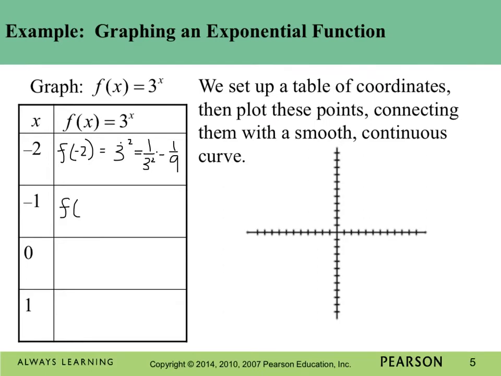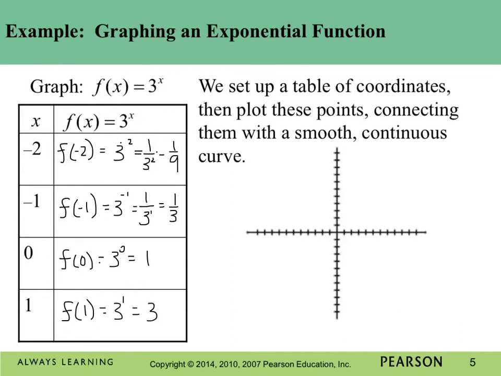Now, if we take f at negative 1, we've got 3 to the negative 1, which again is a reciprocal, 1 over 3 to the first power, which is just 1 over 3, or 1/3. Now, f at 0, anytime we take a non-zero number and we raise it to the 0 power, we get 1 for an answer. So f at 0 is just 1. And f at 1 is equal to 3 to the first power, which is just 3. So now we want to plot those points.